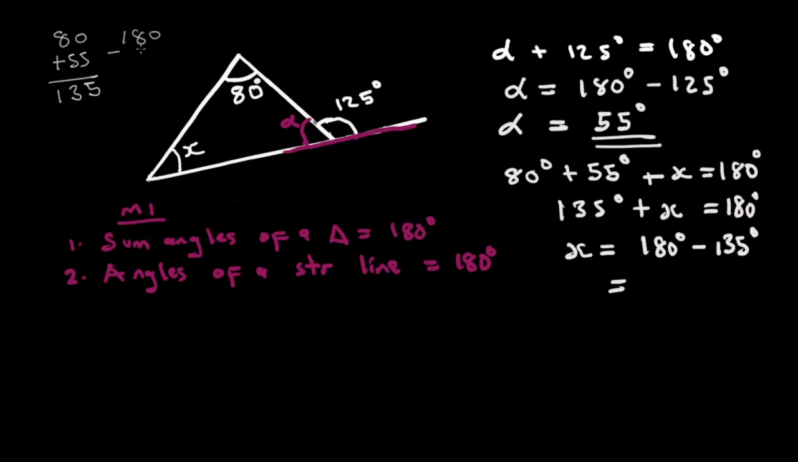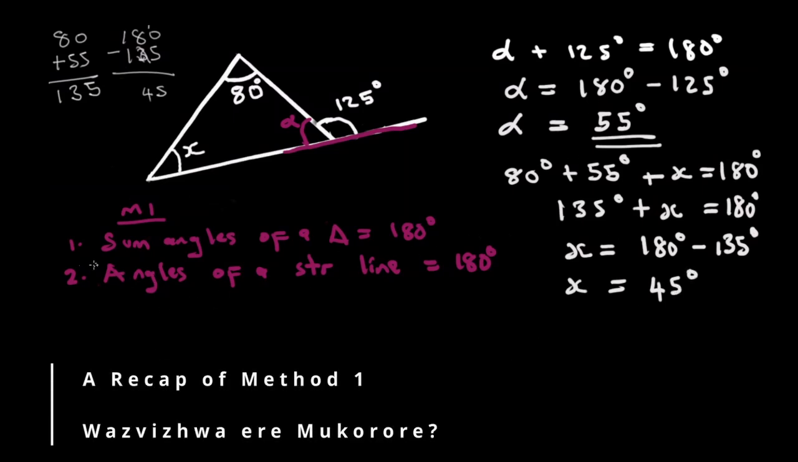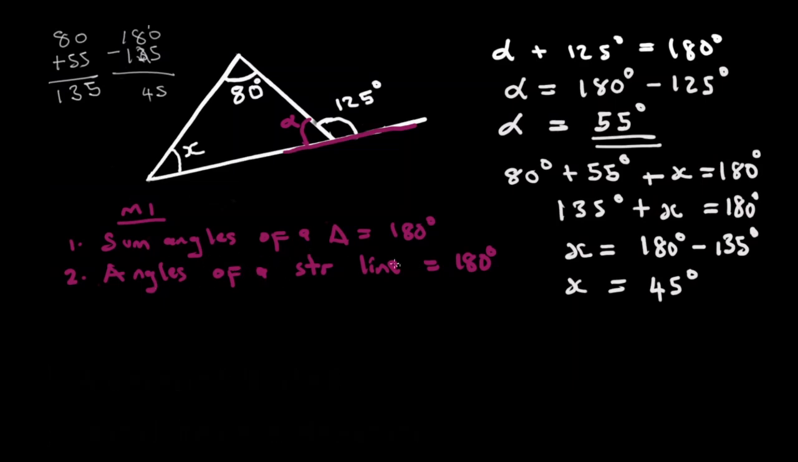180 subtracting 135. 10 minus 5 is 5, and 8 minus 4 is 4, implying that our x is equal to 45 degrees. So this will be method 1. A recap: we need to know and appreciate that the sum of angles of a triangle is 180, but most importantly that angles on a straight line give us 180 degrees.